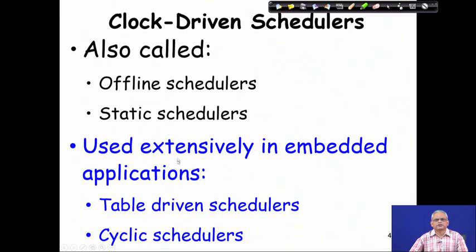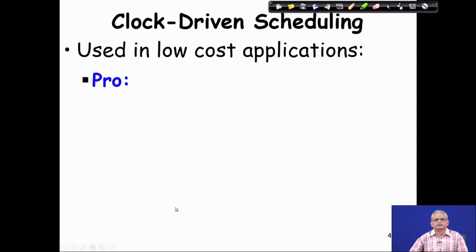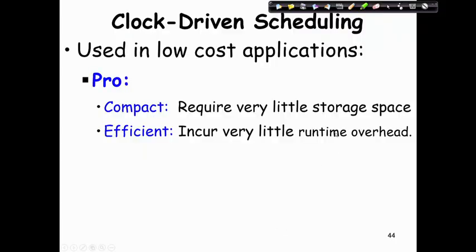So, first let us look at the table driven scheduler, and then we will look at the cyclic scheduler. These are used extensively in embedded applications. As we mentioned, these are used in low cost embedded applications having very little processing power and very small memory, which cannot host full blown, full fledged operating systems. So, the advantage of these is that they take very small code space, very little storage. The code size is small, and even the temporary storage requirement is very small.